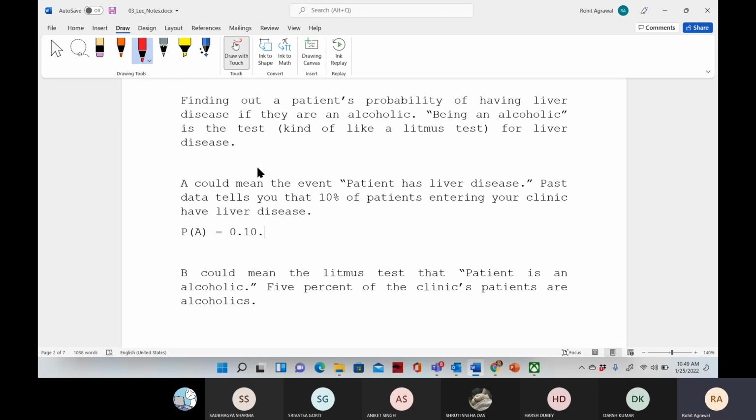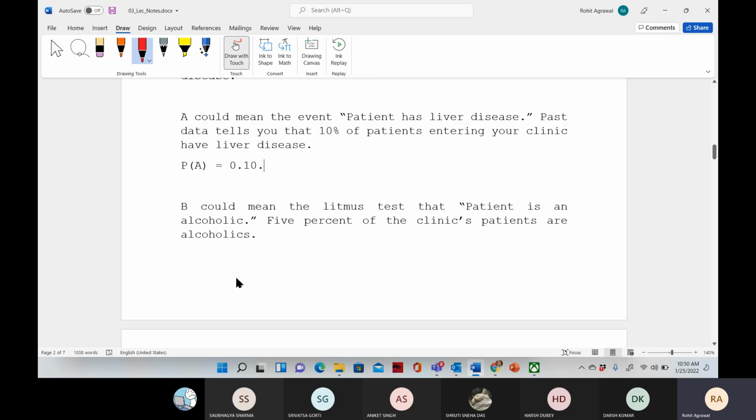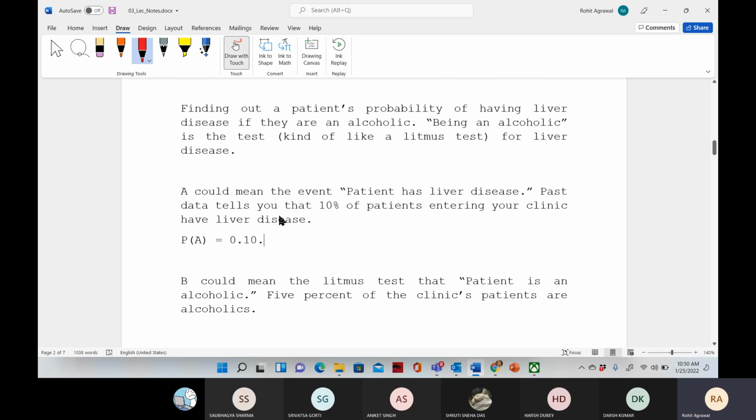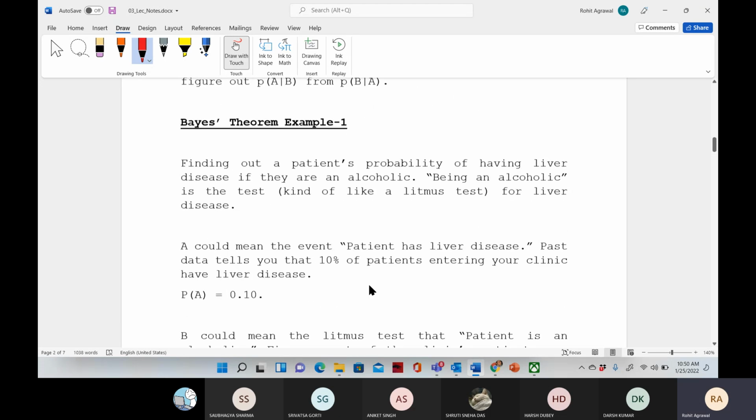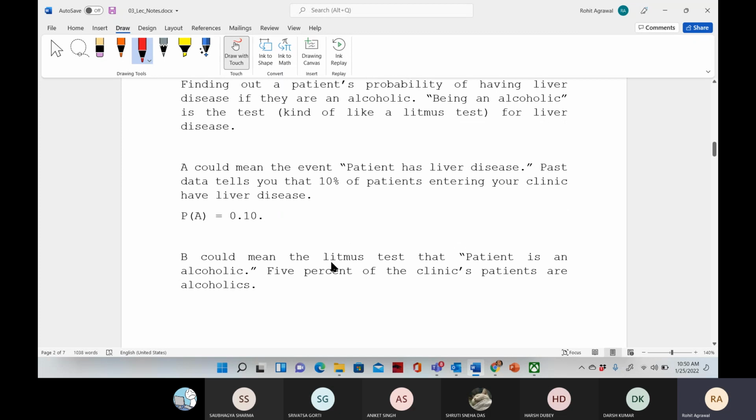And the next one is the test. B could mean, so we are letting B be the test. What is the test? The patient is an alcoholic. There are two things given. First, the patient has liver disease, and second, the patient is an alcoholic. So second, we are considering this one.